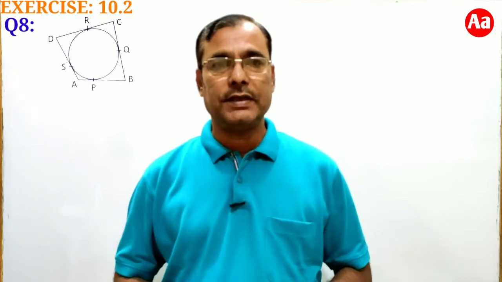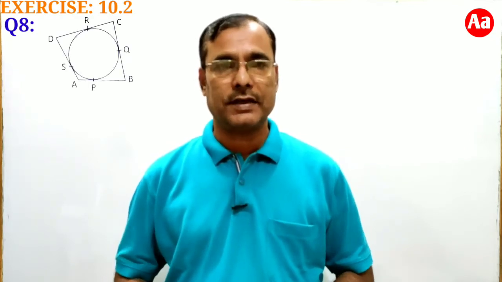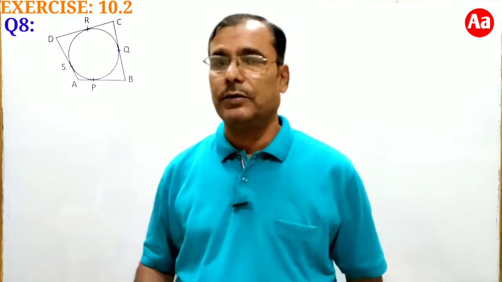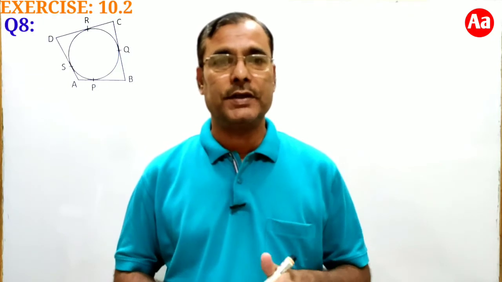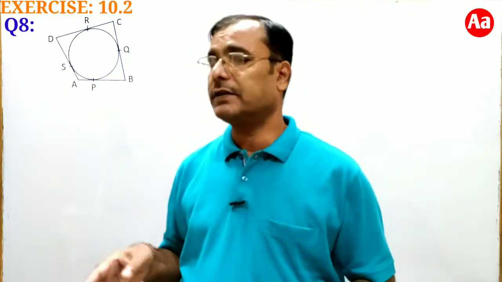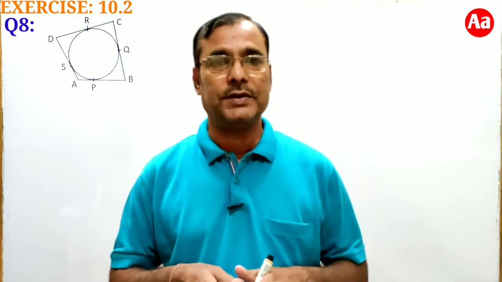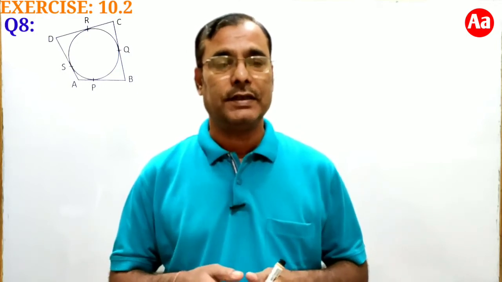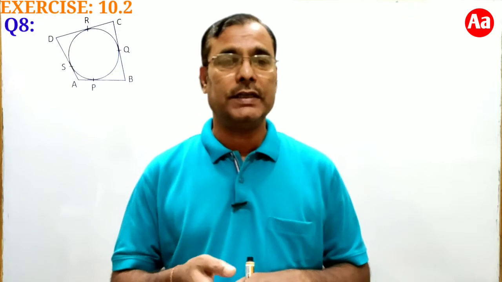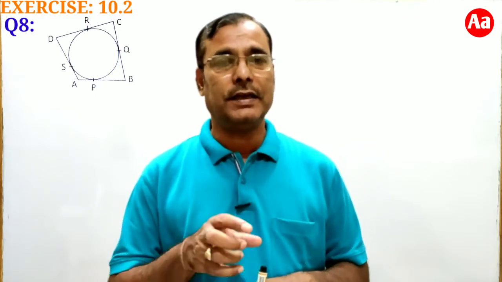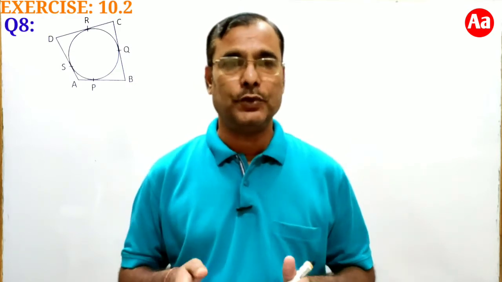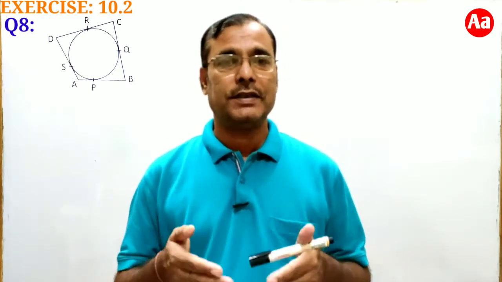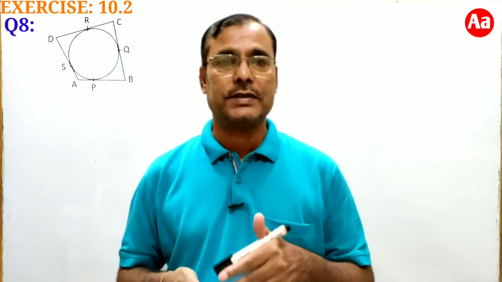Now question number 8. A quadrilateral ABCD is drawn to circumscribe a circle as shown in this figure. Prove that AB plus CD is equal to AD plus BC. In this figure, the circle is inscribed in a quadrilateral ABCD, touching the 4 sides of the quadrilateral AB, BC, CD and DA at points P, Q, R and S. And we have to prove that AB plus CD is equal to AD plus BC.